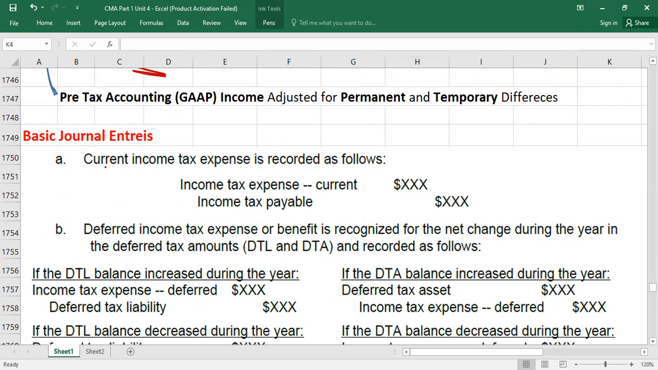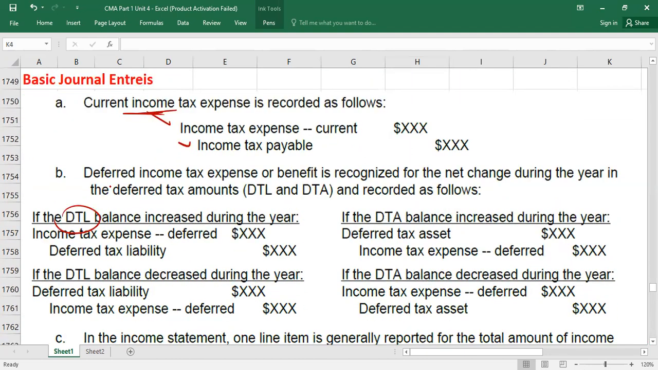So let's assume you know your current year income tax expense, for example 1,000 or 2,000. What entry will you pass? You will always debit income tax expense, and you will always credit income tax payable. For the current year, the entry is tax expense debit and tax payable credit. Right or wrong?